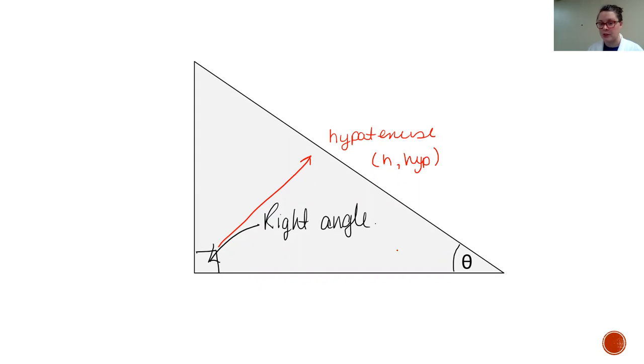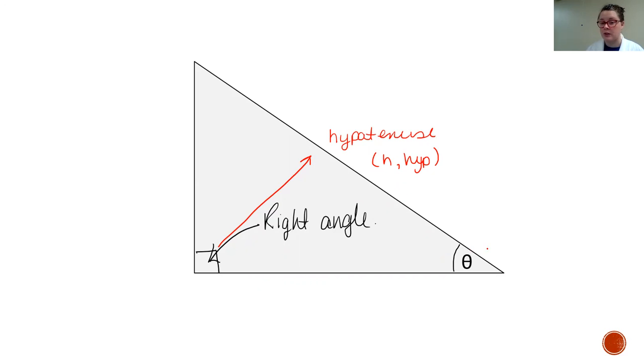Now we need to label the two legs. In Pythagorean theorem, we called them A and B, and it didn't matter which one we called which, but for sine and cosine, it's going to be important to properly label them. We're not going to use A and B. We're going to use the words opposite and adjacent. Now the word opposite is fairly straightforward. It's going to be opposite of something.